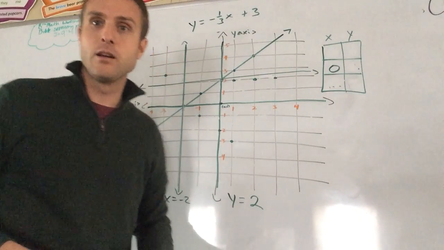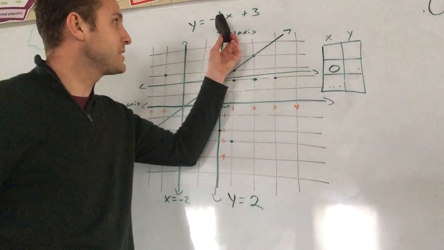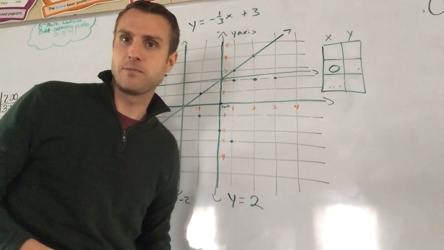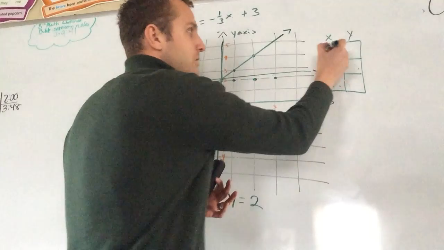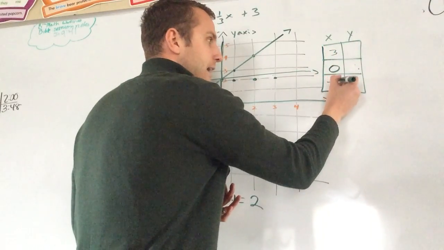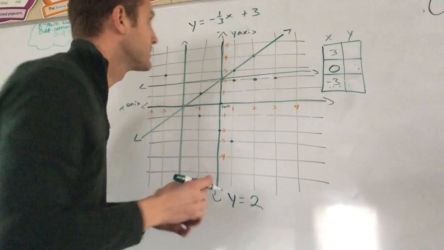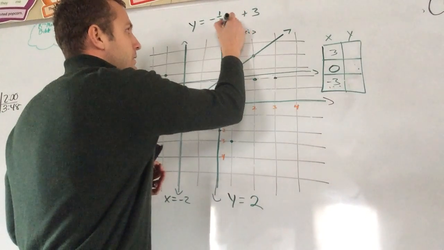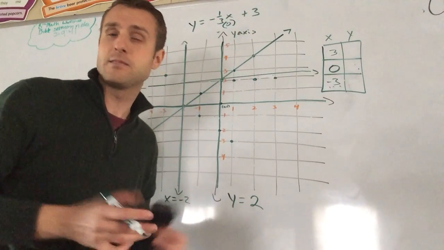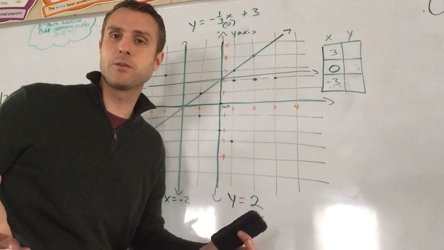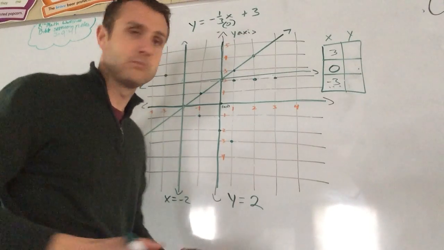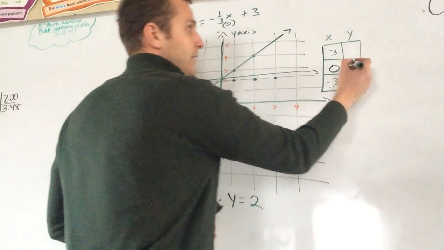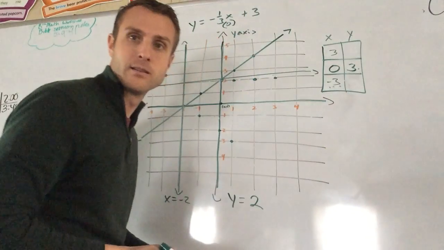How do I do that? Well, choose the number that is on the bottom of the fraction. So since 3 is on the bottom, I'm going to do 3 and negative 3. Now watch what happens. Let's start with 0. 0 times negative 1/3, 0 times anything, the zero property of multiplication says 0 times anything equals 0. 0 plus 3 is 3.